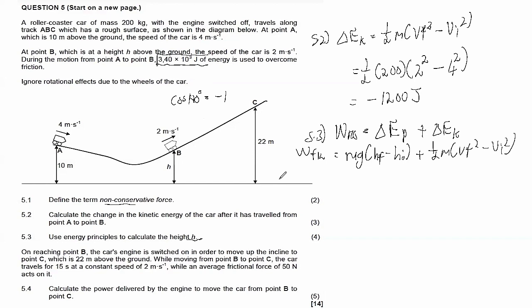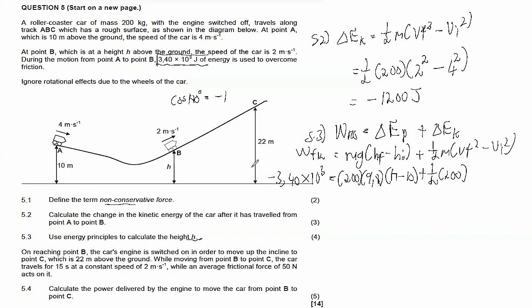So that needs to be substituted as -3.40 times 10 to the exponent of 3. Right. Then what is our mass? It's 200 kg. And then our gravitational acceleration 9.8. Then the final height when it reaches point B is h. That's what we are looking for. But then the initial height at point A is 10. Right. Then here we have half and then 200.